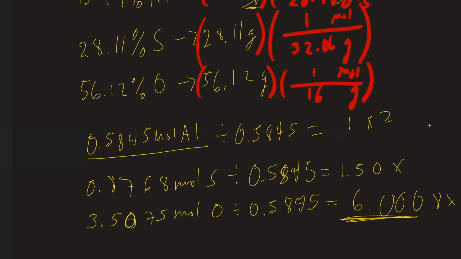So if I multiply everything by 2, I should get 3 for sulfur. So I have Al2S3O12. And that is my empirical formula.